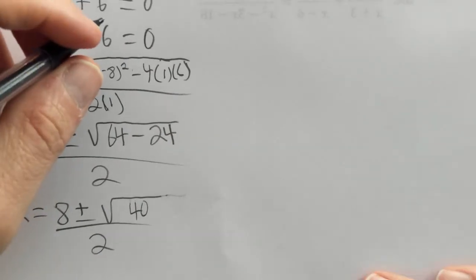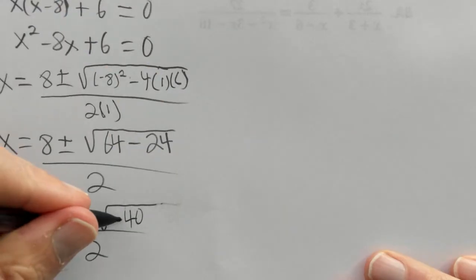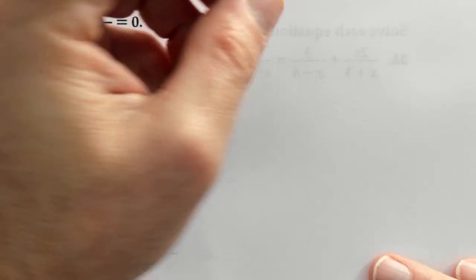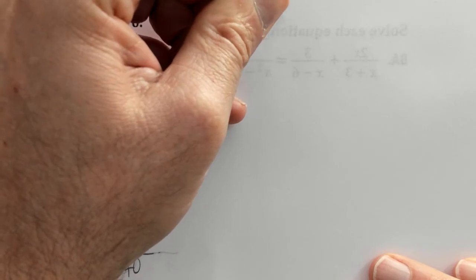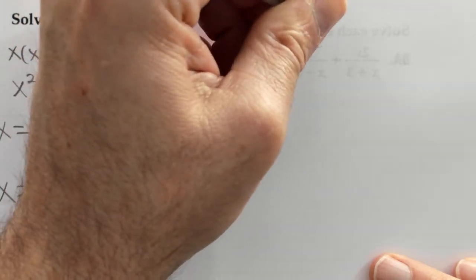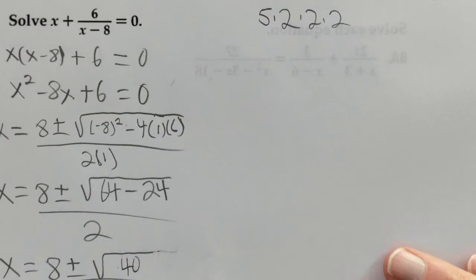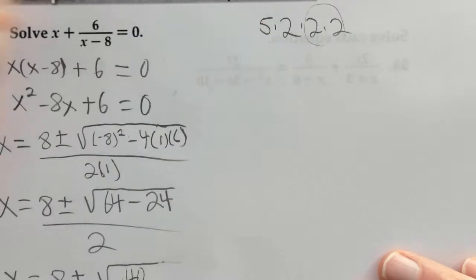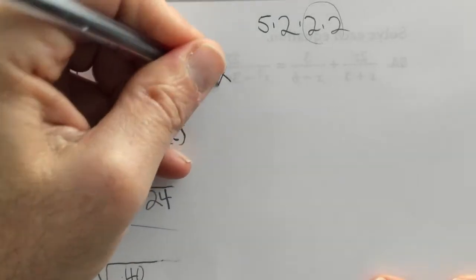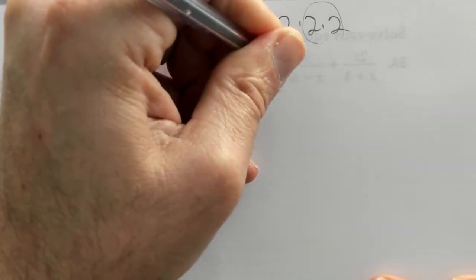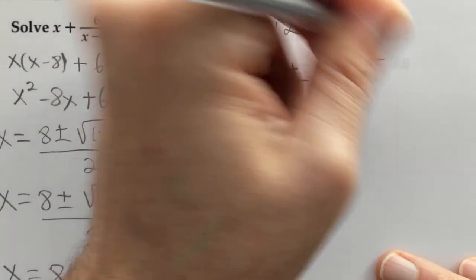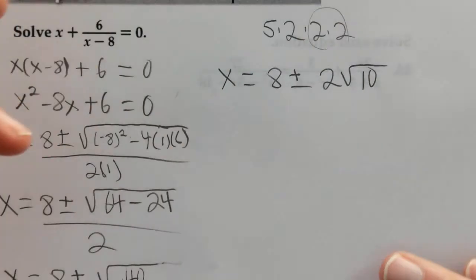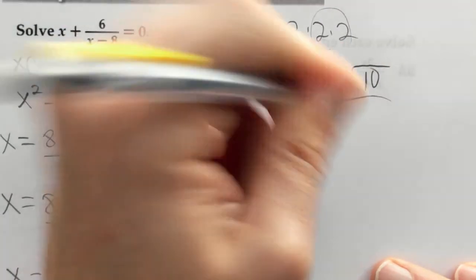Let's see if we can break 40 down into its prime factors. 40 is 10 times 4, which is 5 times 2 times 2 times 2. I've got a pair of 2's that I can pull out of there. So now I'll write it as x equals 8 plus or minus 2. Now 5 times 2 is still trapped underneath, and that will multiply back together to make 10. All this is over 2.